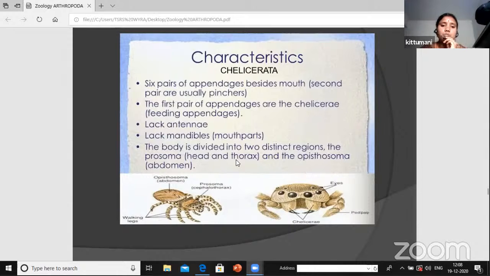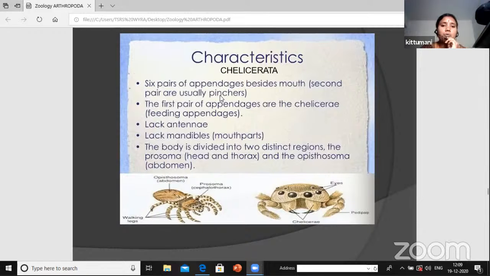The body is divided into two distinct regions, the prosoma and the opisthosoma. The prosoma bears the head and thorax. Next, the opisthosoma has the abdominal region. The prosoma is also called the cephalothorax. Why? Because here the head and thorax are combined to form the cephalothorax in arthropod organisms.